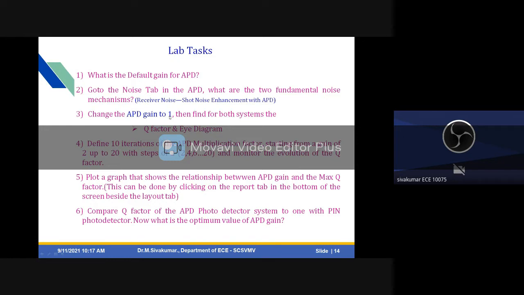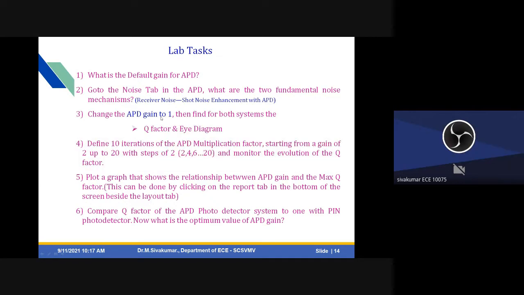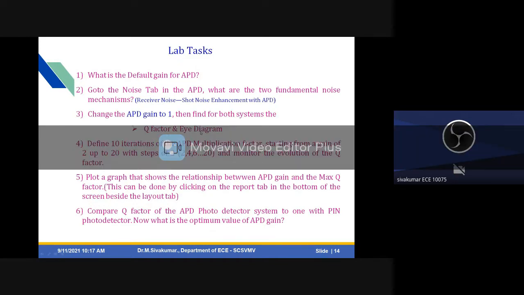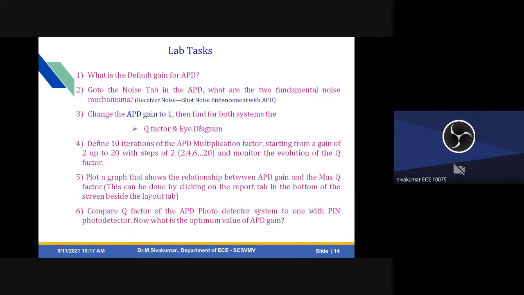Next, change the APD gain to 1. Here also, double click on the avalanche photodiode. Some option is available to vary the gain. Normally the gain is 0. Here you choose 1, 2, or 3 so that you can get the Q factor and eye diagram clearly.